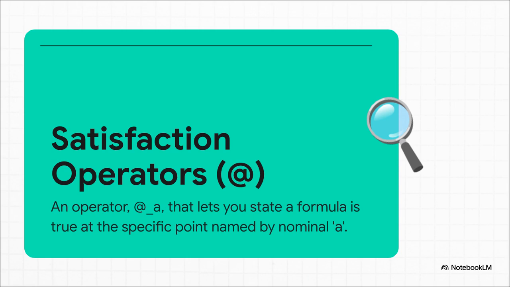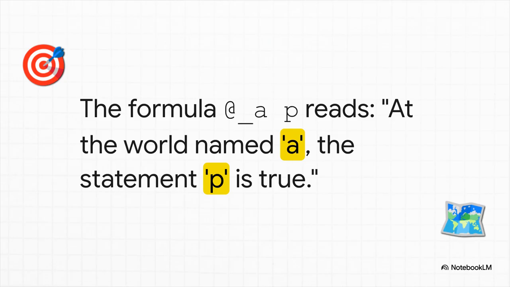The second tool is the satisfaction operator, which we write with the @ sign. And this thing is awesome. It's basically a logical teleporter. It lets you instantly jump to any world that has a name tag and check if a statement is true there, no matter where your starting point was. And here's how they work together beautifully. You get a formula like this, @AP. It uses that teleporter, the @ sign, to jump to the world we've named A, and from there, it just checks if P is true. And just like that, we have pinpoint accuracy.